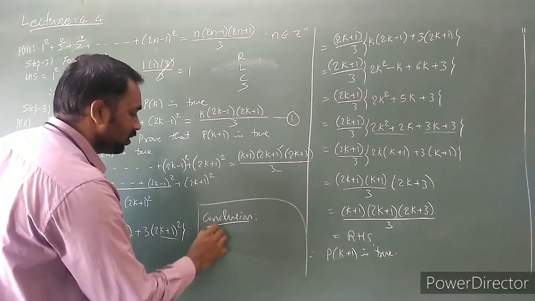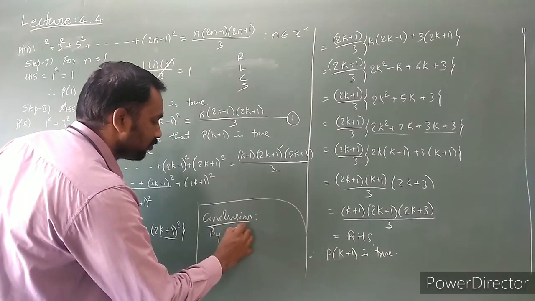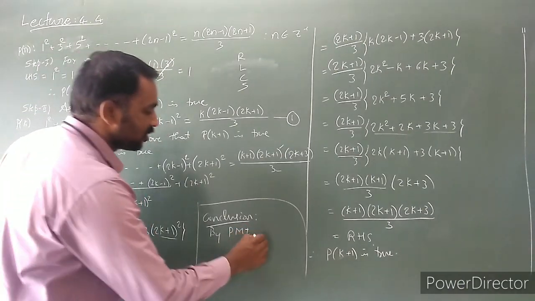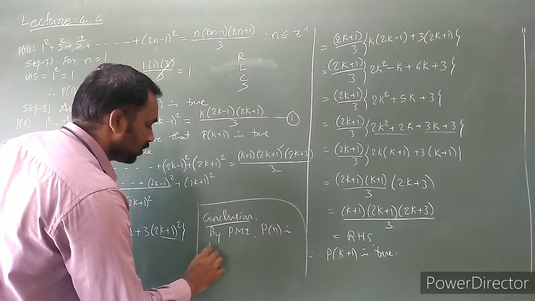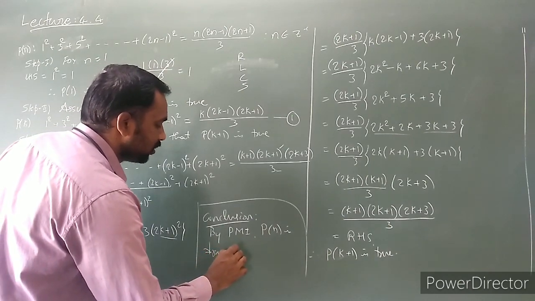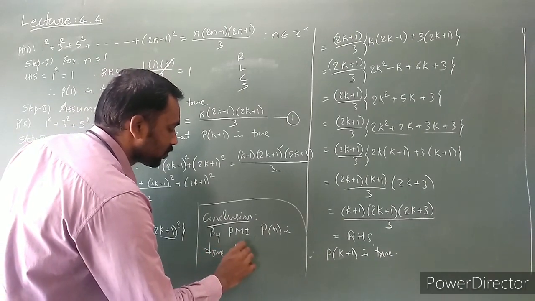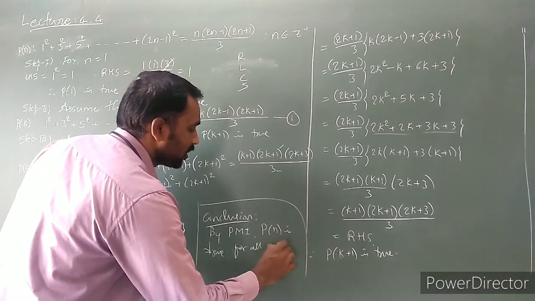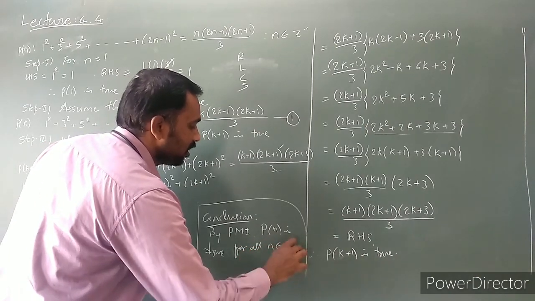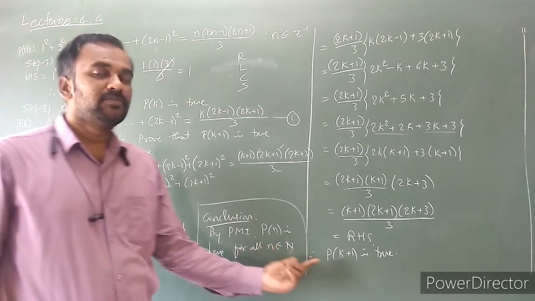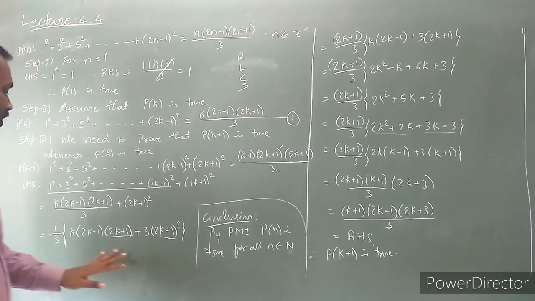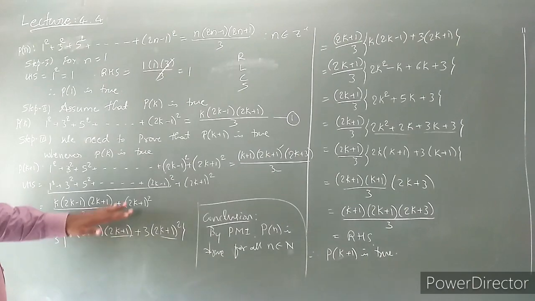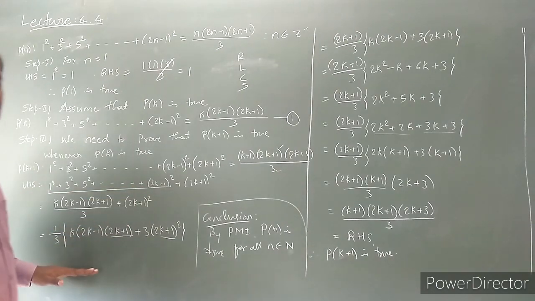Conclusion. By the principle of mathematical induction, P of n is true for all n belonging to the natural numbers, or n belonging to the positive integers. Hence the solution. Here we may face a problem in simplifying the third step.